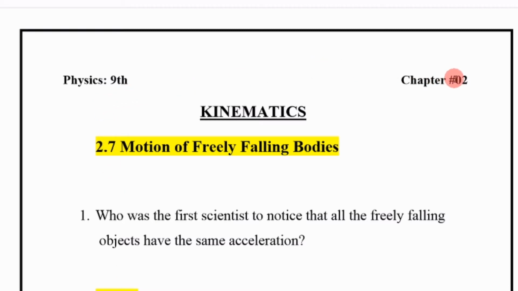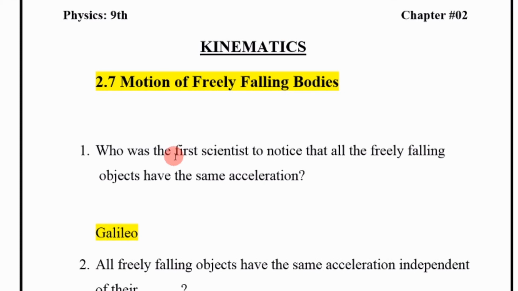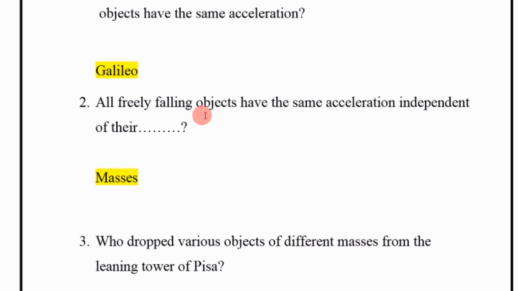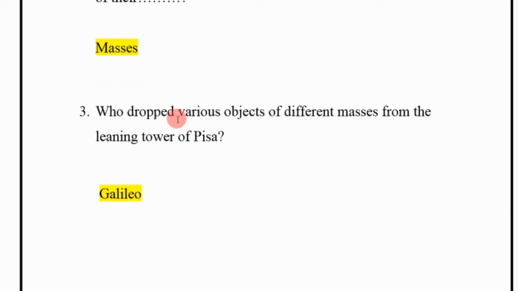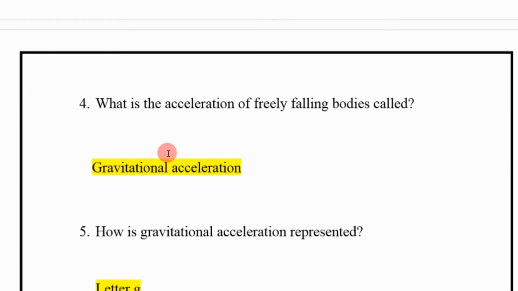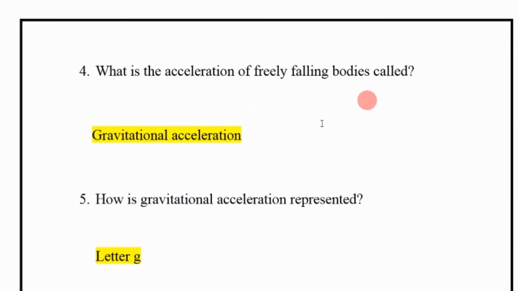Physics ninth chapter number 2, kinematics. 2.7 motion of freely falling bodies. First, who was the first scientist to notice that all the freely falling objects have the same acceleration? Galileo. Next, all freely falling objects have the same acceleration independent of their dash masses. Next, who dropped various objects of different masses from the Leaning Tower of Pisa? Galileo. Next, what is the acceleration of freely falling bodies called?